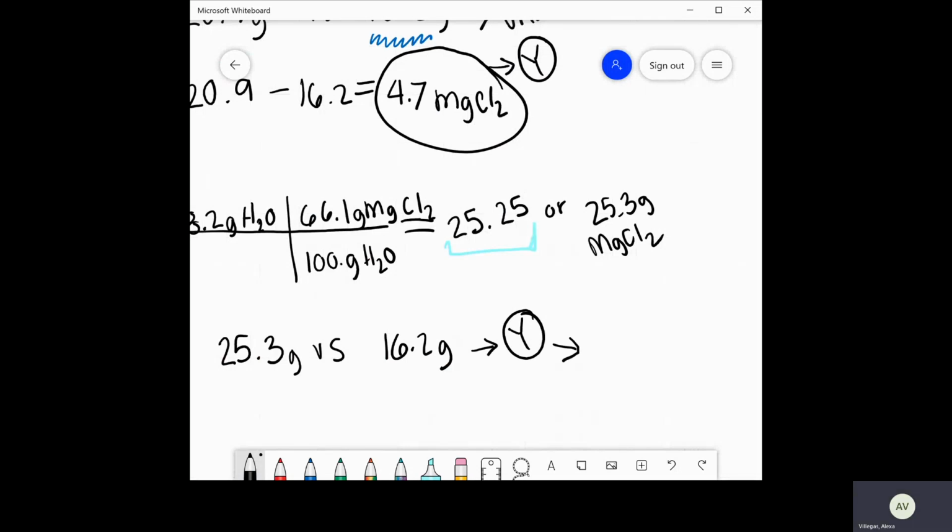And if we are going to answer, the final question says, how many more grams are needed to make a saturated solution at this temperature? Again, you're going to subtract the difference. So 25.3 minus 16.2, that gives us 9.1. So for this part, 9.1 grams of magnesium chloride are what are needed at 80 degrees Celsius.